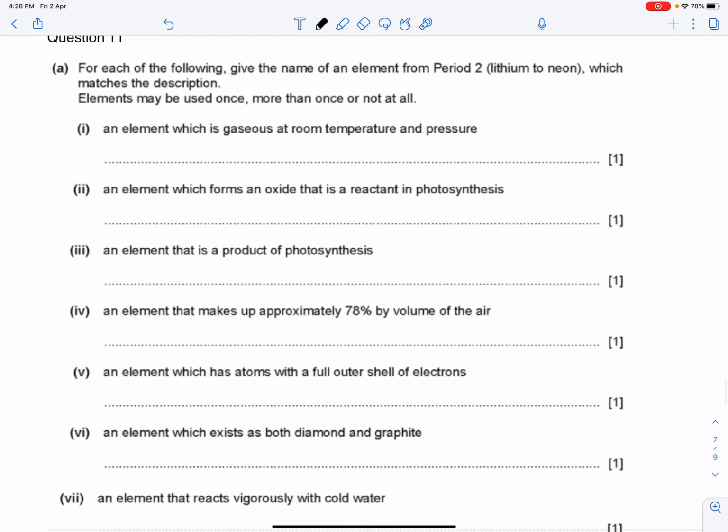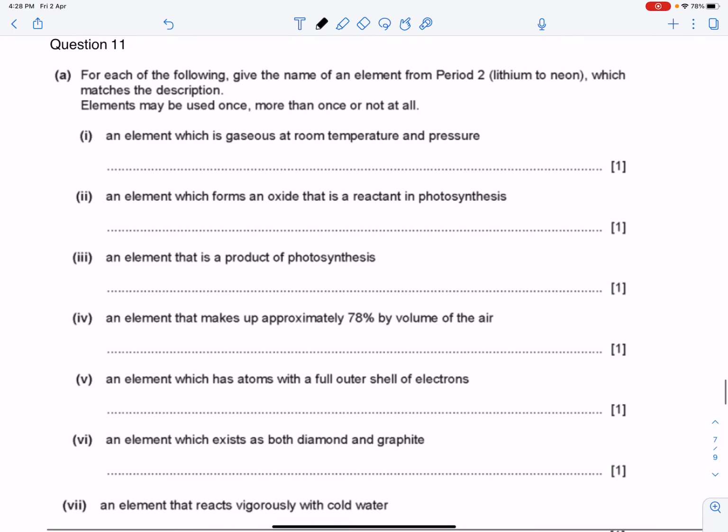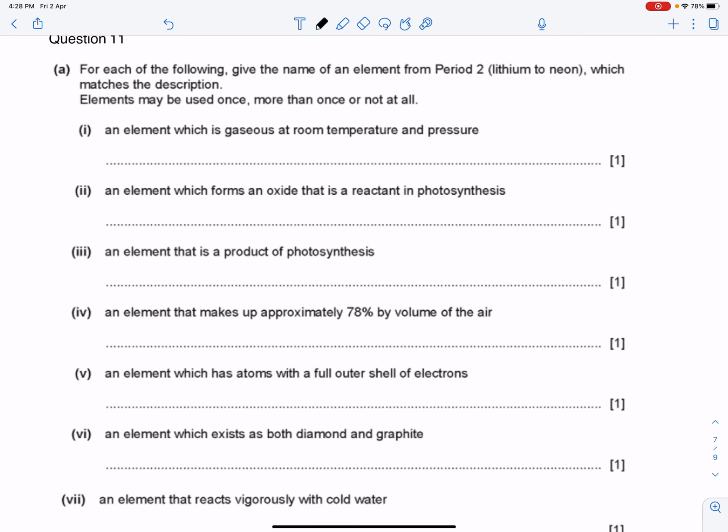For each of the following, give the name of an element from period 2, lithium to neon, which matches the description. So let me get my periodic table out. An element which is gaseous at room temperature and pressure. From period 2, lithium to neon. Okay, so a gas from period 2, of course, we'll go for fluorine. You can just write the elemental symbol here.